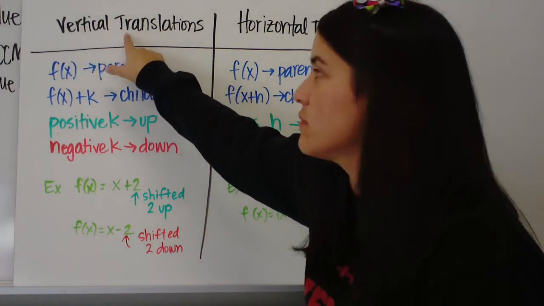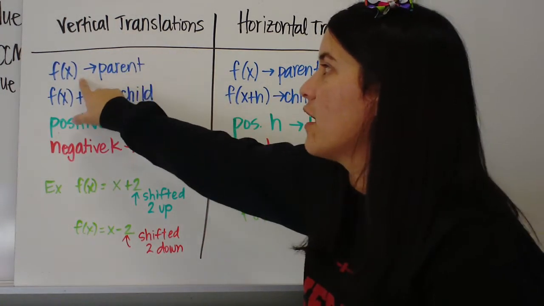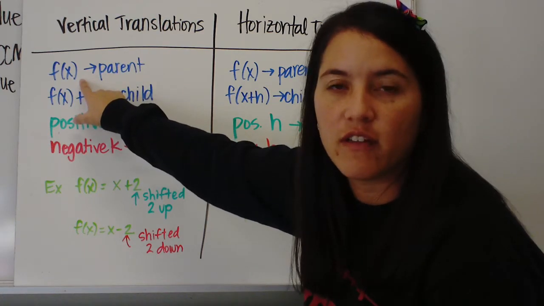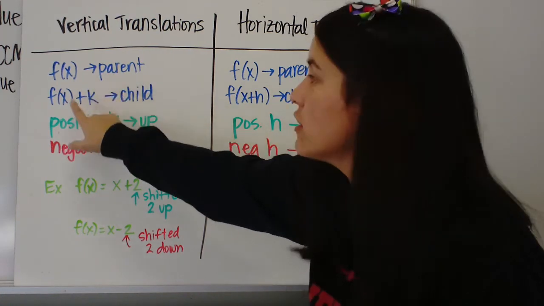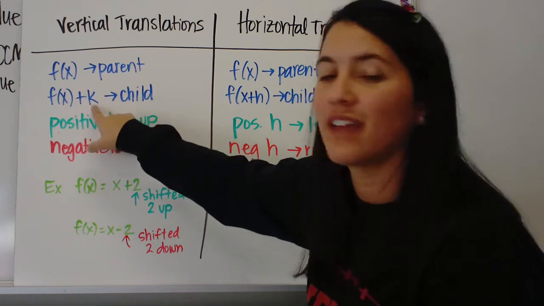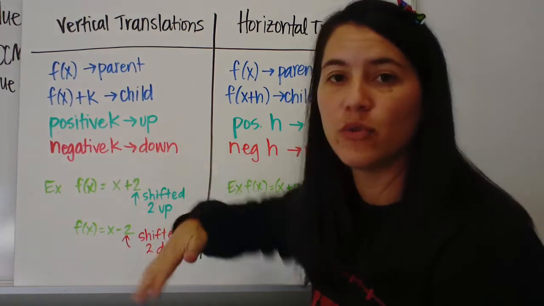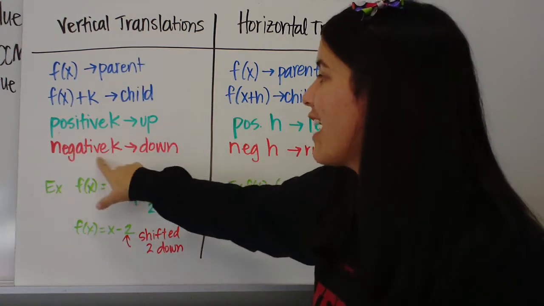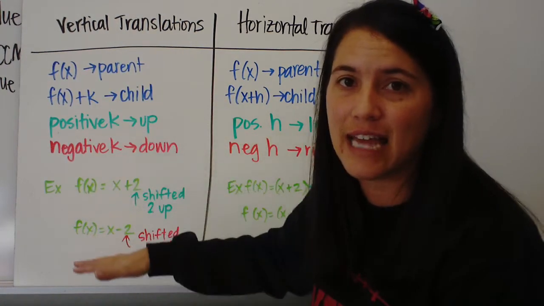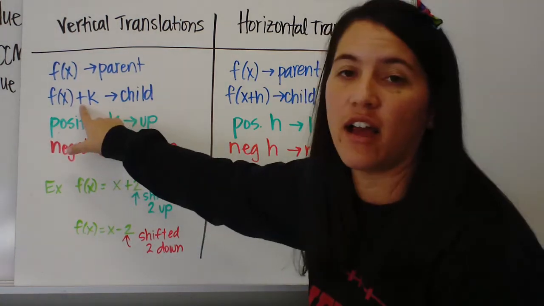Vertical translations with the K. F of x is your parent function, and then if you want to translate it vertically, you're going to add a K on the outside. That's your child function. If K is positive, that means you're going to slide it up. If K is negative, that means you're going to slide it down. And the way you'll know it's negative is it's going to have a minus right there.